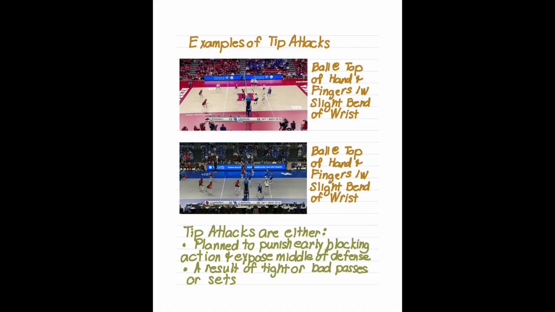Tip attacks in general fall into one of two categories. They're either planned purposely by our attacker to punish early blocking action and expose the middle of the defense, usually between the front and back row players somewhere around the 10-foot or attack line. Or it may be unplanned and the tip attack may be a result of a tight or bad pass or set.